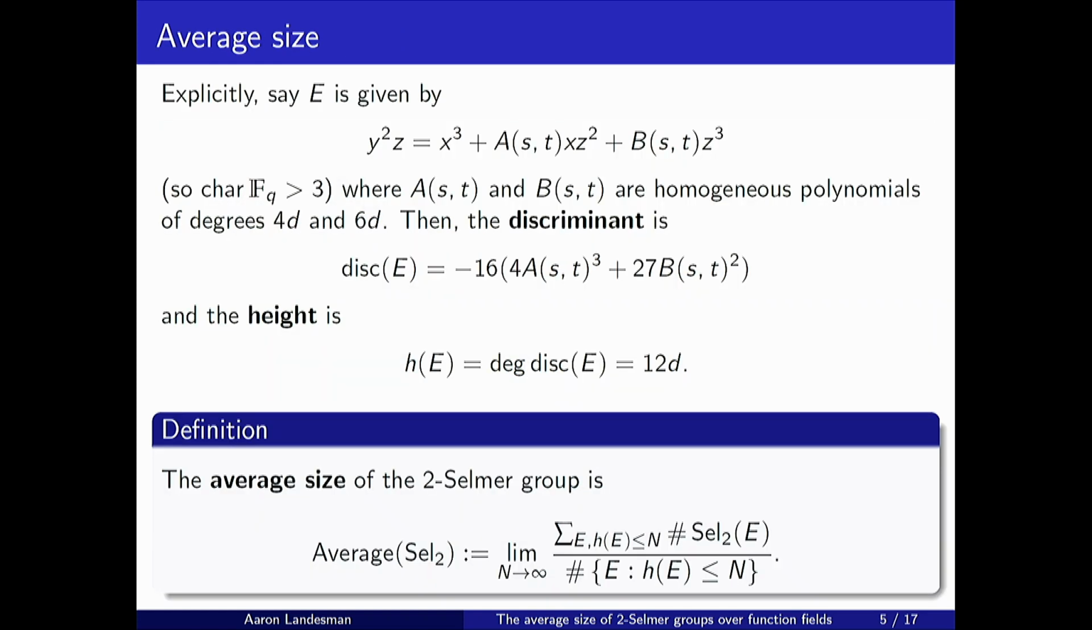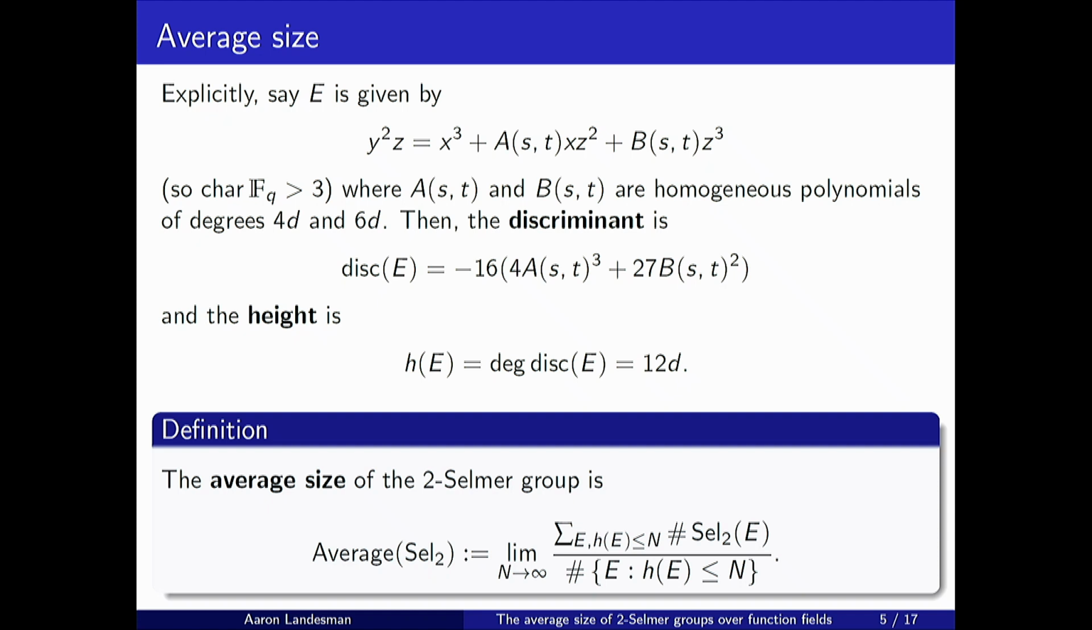Okay. So now I want to talk about bounding the two-Selmer group, and how to bound it. Well, in order to bound it, I need to tell you how to count, because the problem is we want to find the average size of the two-Selmer group, but there are infinitely many elliptic curves. So we have to say, how are you going to count average size over an infinite set? And the point is that you can define something called discriminant, and we'll count up to a given discriminant, and then we'll take a limit.